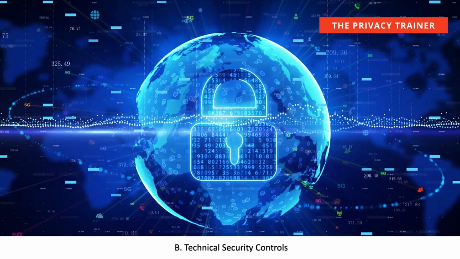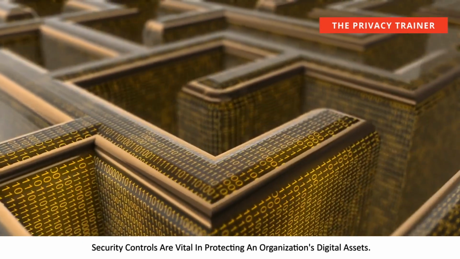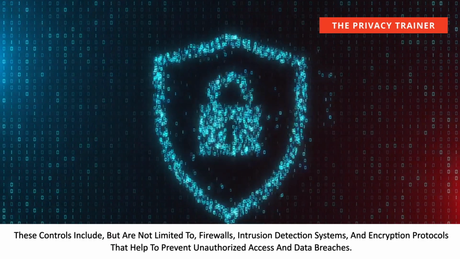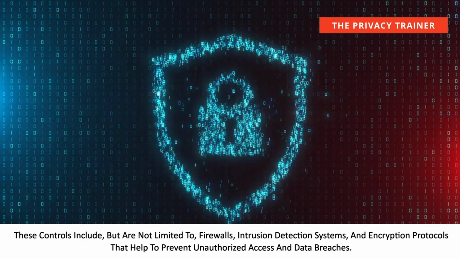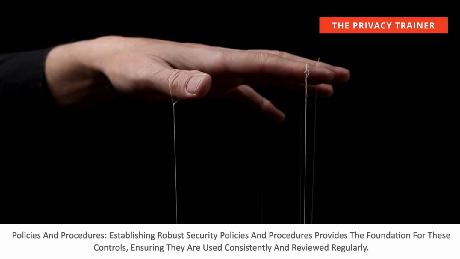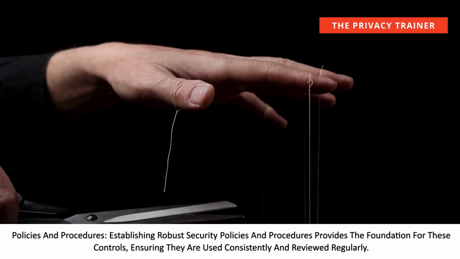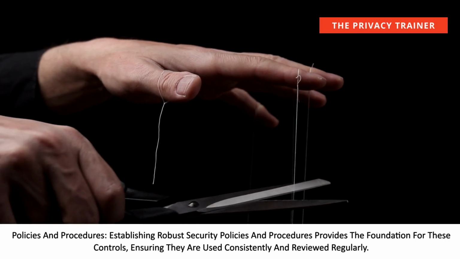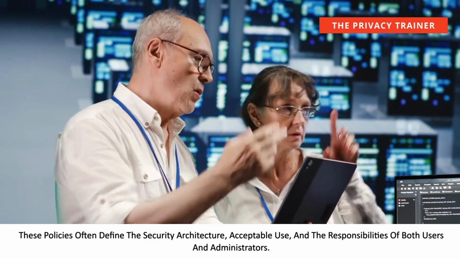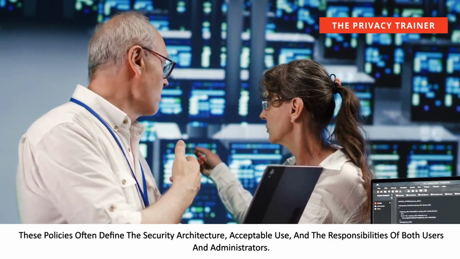B. Technical security controls. Security controls are vital in protecting an organization's digital assets. These controls include, but are not limited to, firewalls, intrusion detection systems, and encryption protocols that help to prevent unauthorized access and data breaches. Policies and procedures. Establishing robust security policies and procedures provides the foundation for these controls, ensuring they are used consistently and reviewed regularly. These policies often define the security architecture, acceptable use, and the responsibilities of both users and administrators.